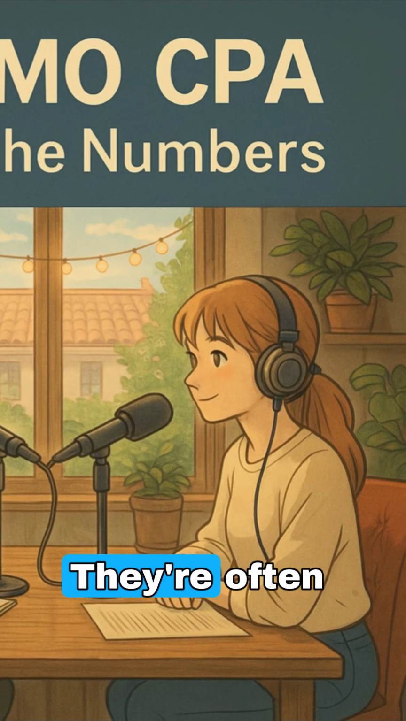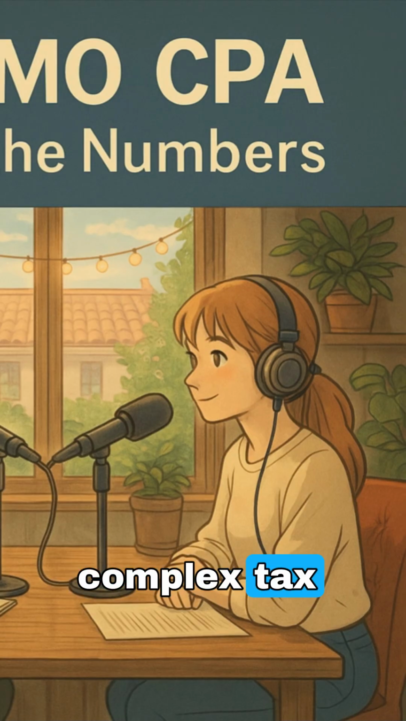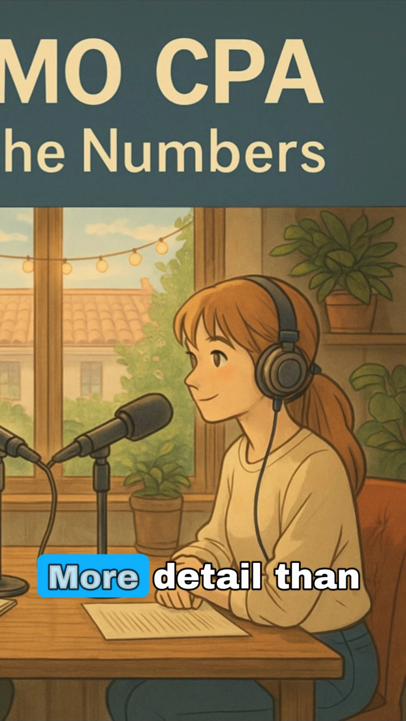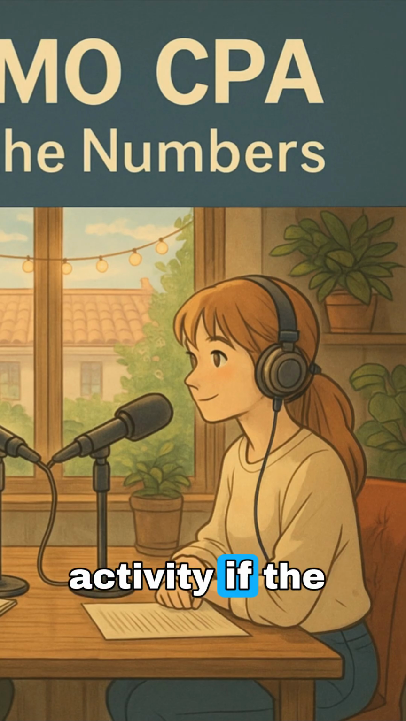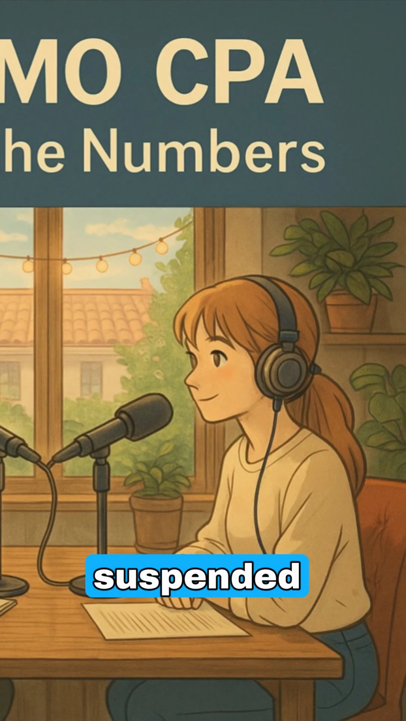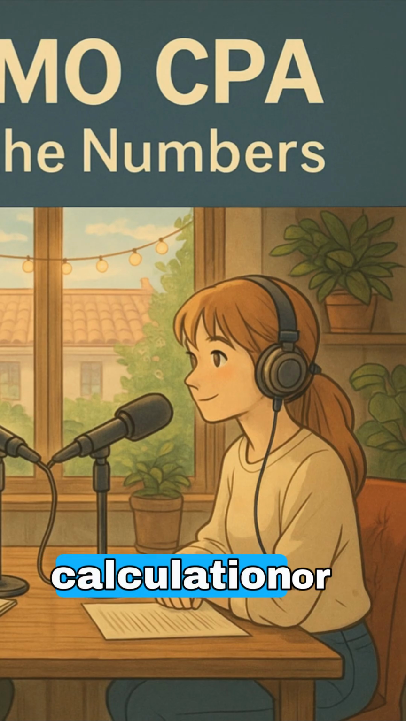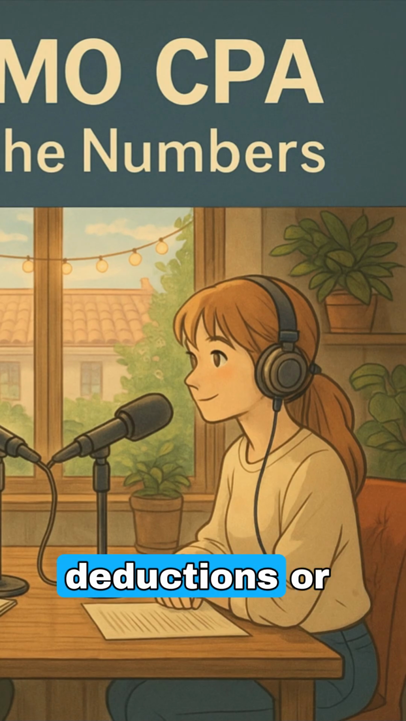Why? What's in them? They're often the hidden gems. They contain incredibly detailed information that is absolutely crucial for correctly applying the complex tax rules, especially the at-risk and passive activity limitations we just discussed. More detail than the main form. Way more detail. The statement might break down income, losses, and credits by specific business activity if the entity runs multiple lines of business. It might show carryover amounts of suspended losses from prior years. It could explain specific adjustments made to your basis calculation or capital account. It might detail the specific types of other deductions or other income.